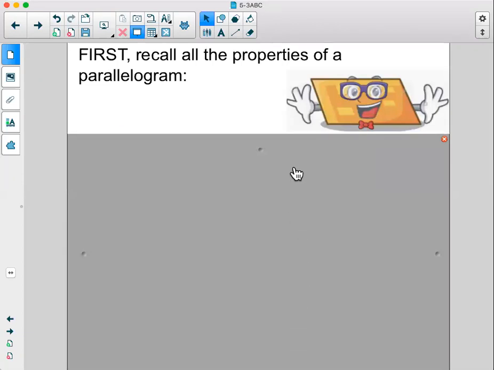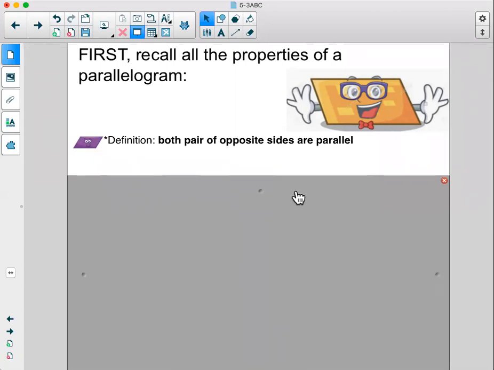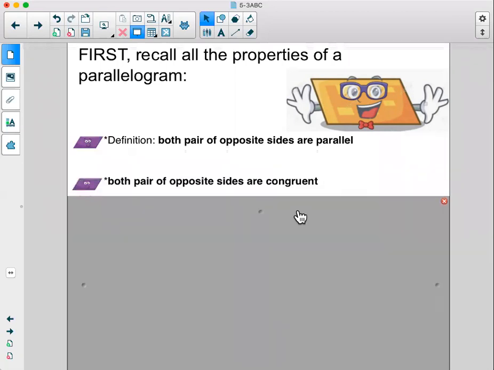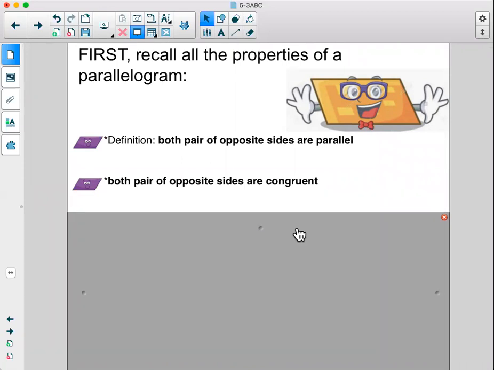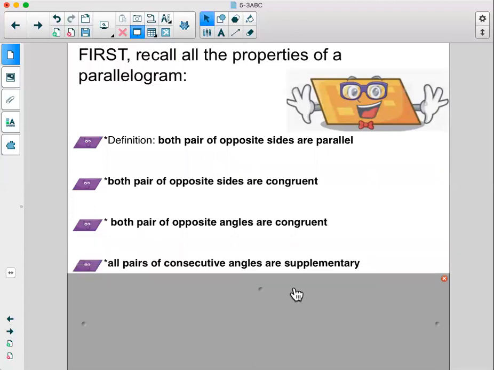Before we go on though, I want to first remind you of all the properties of a parallelogram, because a rectangle is a parallelogram, so all the properties of a parallelogram are true of a rectangle as well. For a rectangle, both pairs of opposite sides are parallel, and congruent, and both pairs of opposite angles are congruent, because a rectangle is a parallelogram.